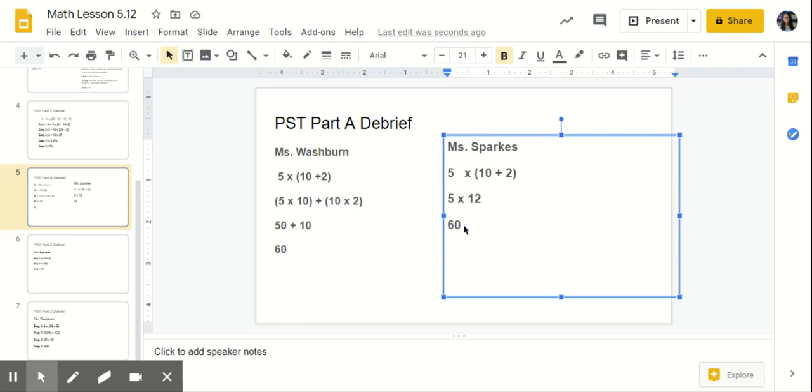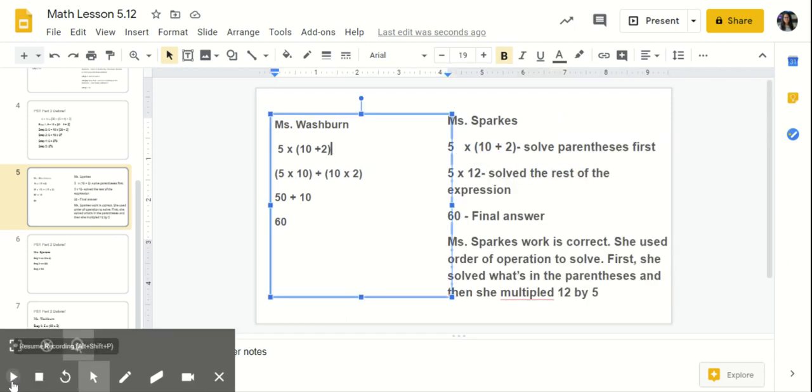Ms. Sparks' work is correct because we can see that first she simplified what's in the parentheses, and then she solved the rest of the expression.